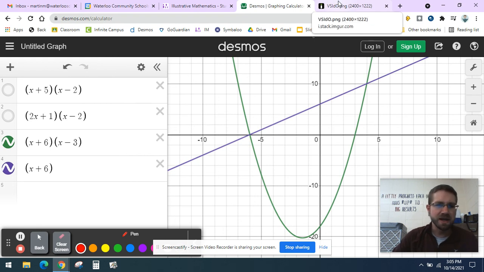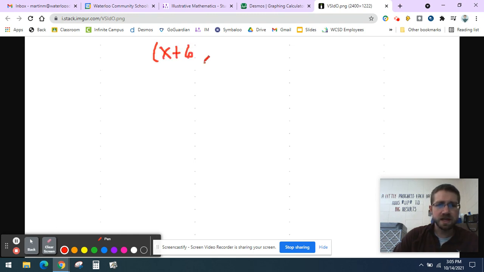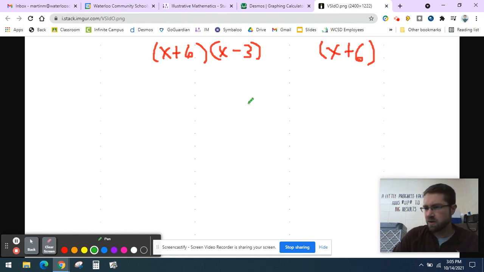So here's what I'm going to do. I'm going to think to myself, all right, well, I've got these two functions. I'm going to write them out here. x plus 6 times x minus 3. And I want to know, where does it intersect with just x plus 6? That was the other function all by itself. Now, if I want to know where they intersect, I'm essentially thinking to myself, where are they equal to each other? Okay, so I'm setting them equal to each other, and then if I solve this, if I get x by itself, I will be finding the x coordinates for the intersection points.